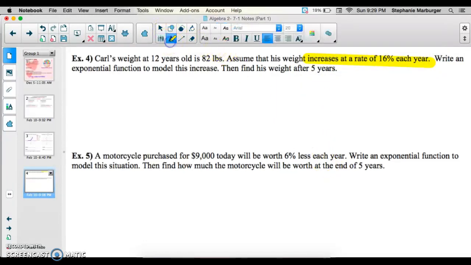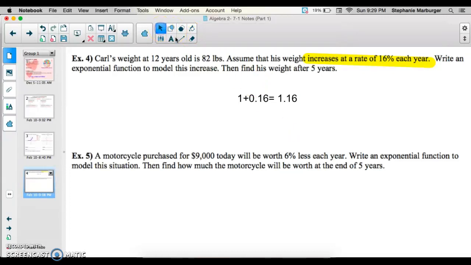So you're going to be considering 1 plus r, which is your rate. And if this rate is 16%, then your r value is going to be 0.16. So your b value is going to be 1.16. Okay, so again, I have that in detail on the key that you'll see.